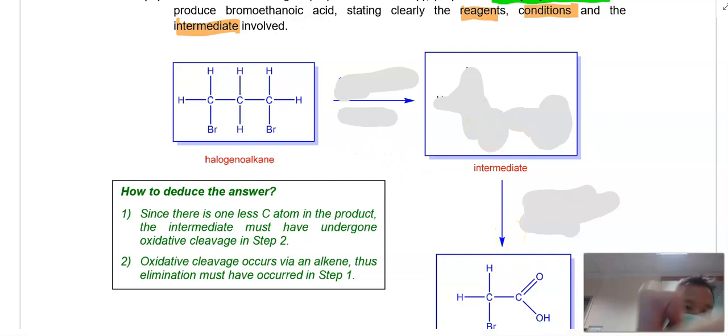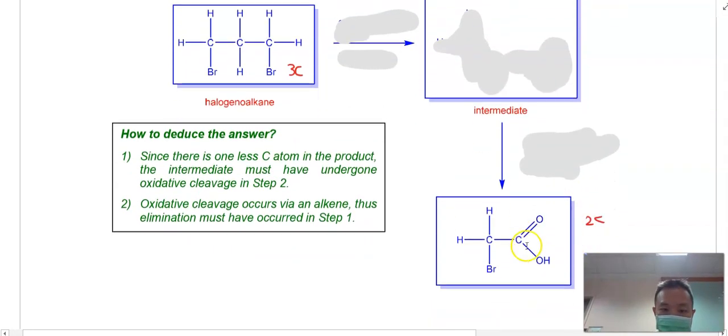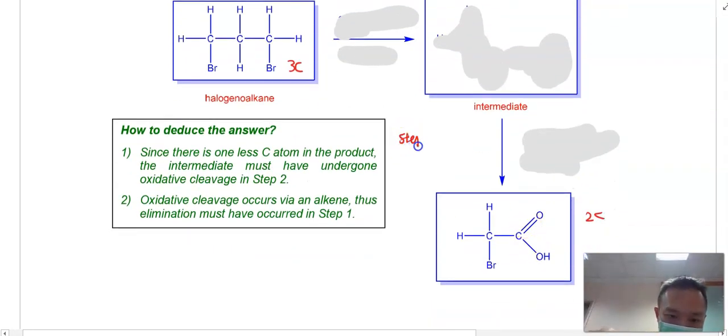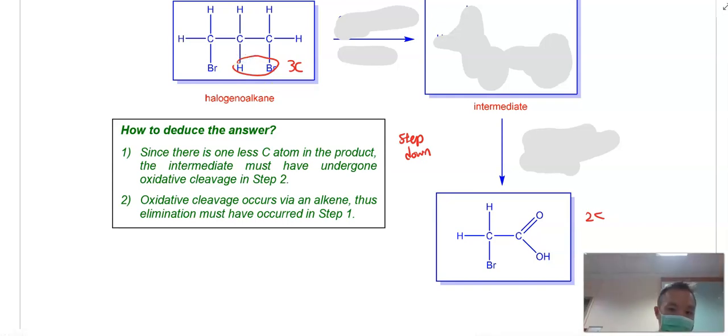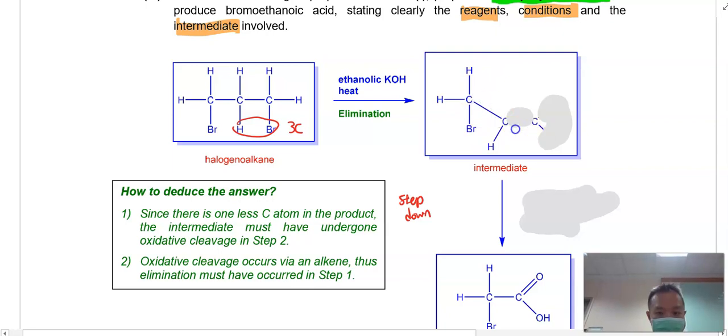So take a look. We start from a 3-carbon halogenoalkane to a 2-carbon. So remember, this is a step down reaction. The only step down reaction you learned so far is your C=C double bond cleavage. So how can I get a C=C double bond? I need to therefore eliminate, right? I need to eliminate the HBr. So how can I eliminate HBr? What are the conditions required? I need ethanolic KOH, heat, and that's how I get my C=C double bond.